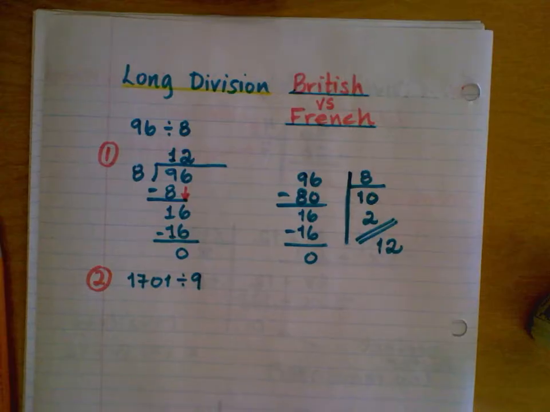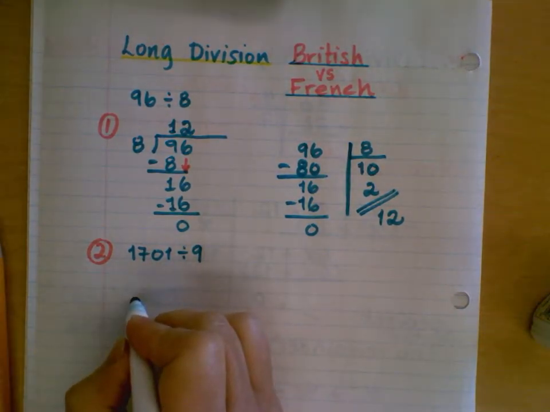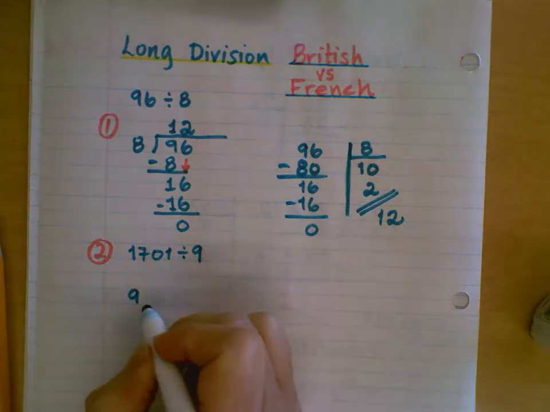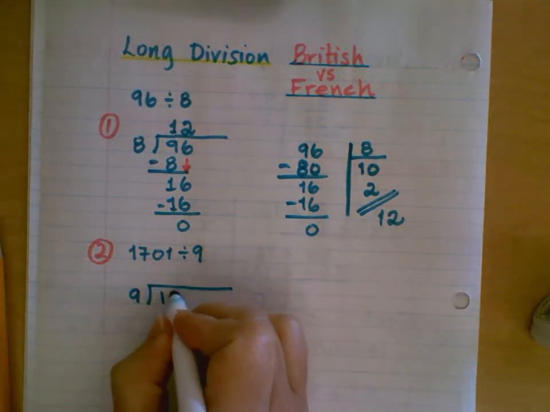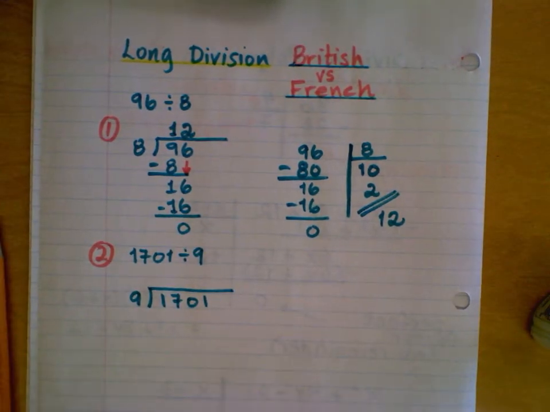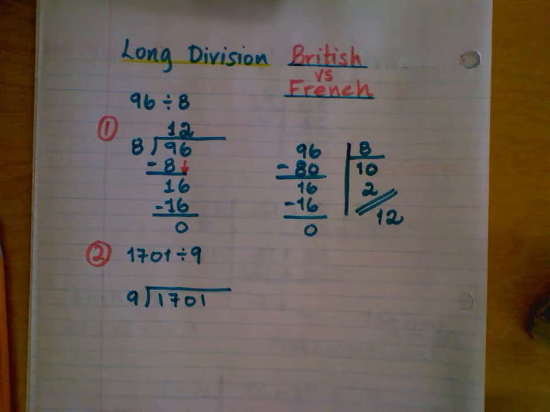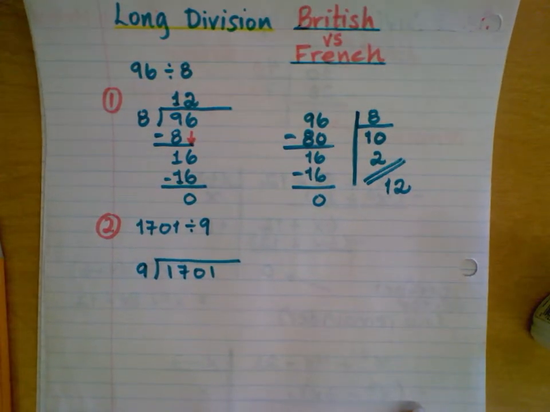So in the British method, I'm going to reverse the order of the numbers. I'm going to put the 9 first. I have to leave a little bit of room for the quotient. And 1701. Like that. So already I don't find that as intuitive. Why does it switch position? Well, because that's the way the British decided it should be.